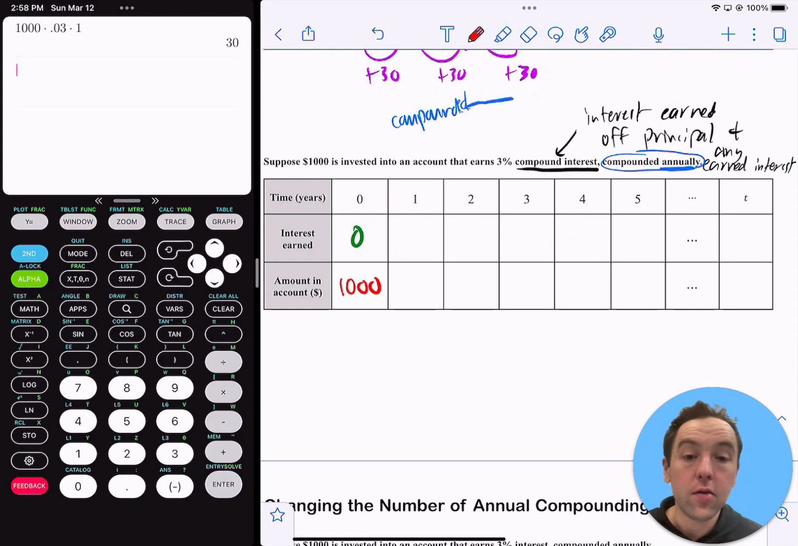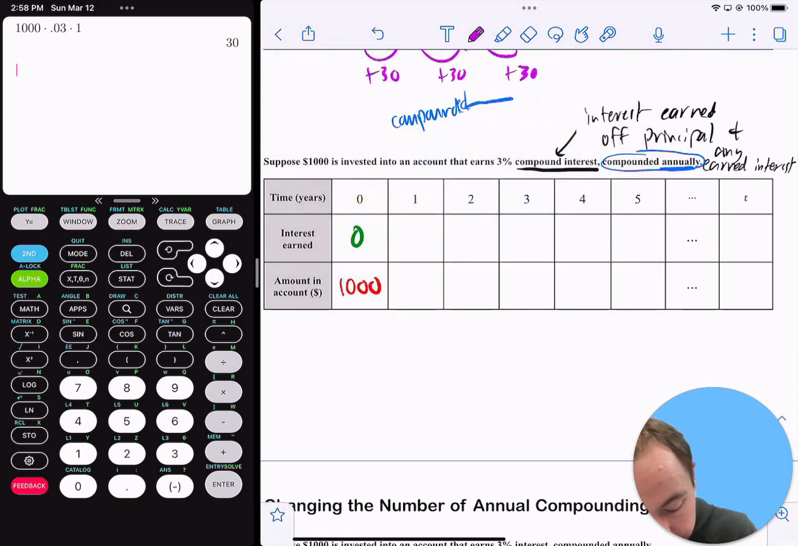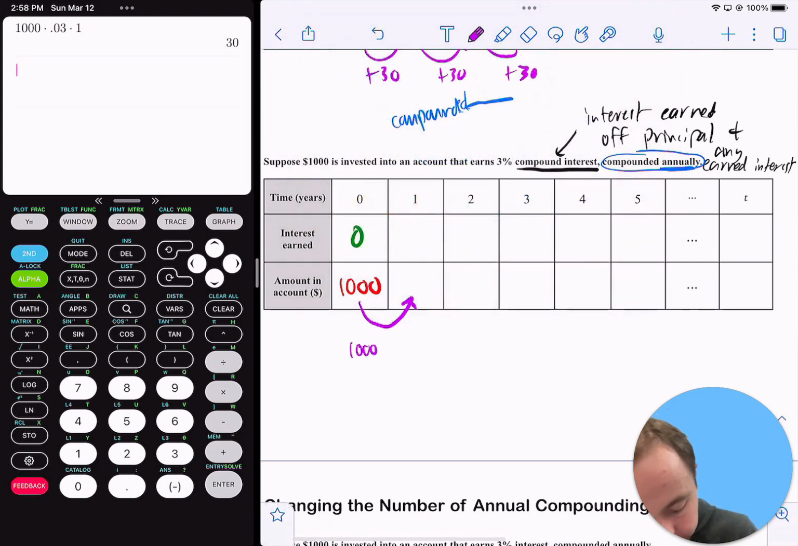All right, so there's going to be no interest earned, and you're going to start off with $1,000 in your account after 0 years, right? So what's going to happen from year 0 to year 1 is you're going to take your $1,000, because that was your most recent balance, and you're going to increase it by 3%.